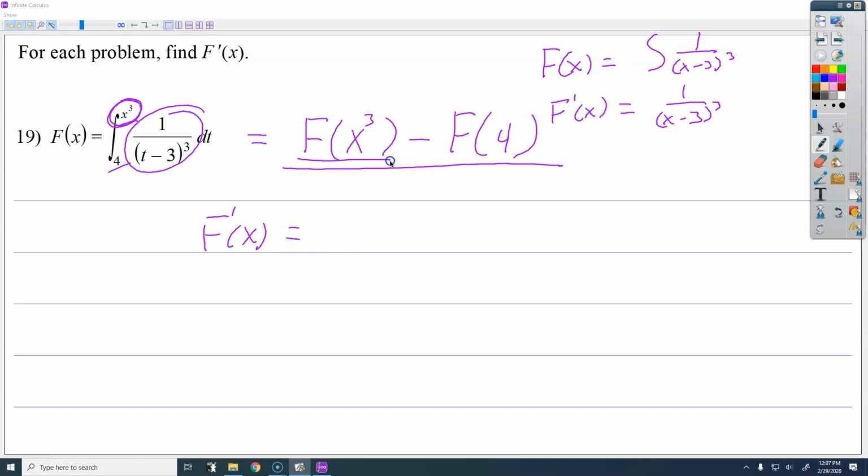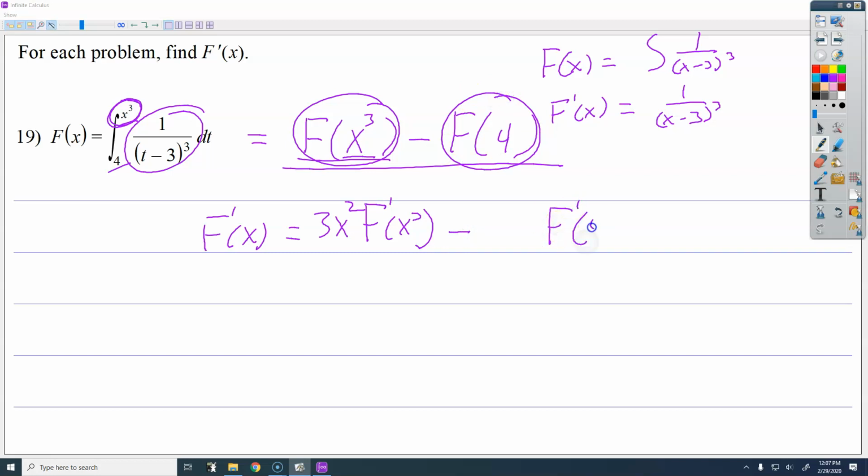So the derivative of this is going to be a chain rule. So you have the derivative of the outside function, which is big F there. And the derivative of the inside is 3x squared. Minus derivative of the outside times the derivative of the inside. Now this is just going to end up being 0. So we're left with this.